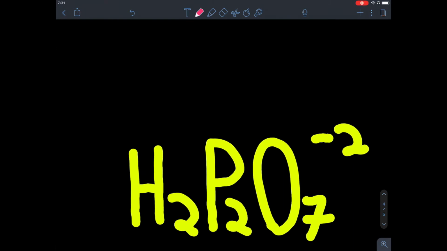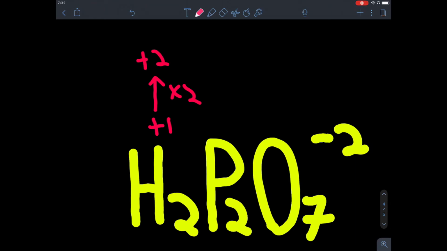Here's a tricky one. We have H2P2O7 to the -2nd. Starting on the left, there are 2 hydrogen atoms in this ion, and hydrogen will always be +1 with nonmetals, of which there are no nonmetals in this chemical formula. Multiply that by 2, and we get a total of +2. Pretty easy.